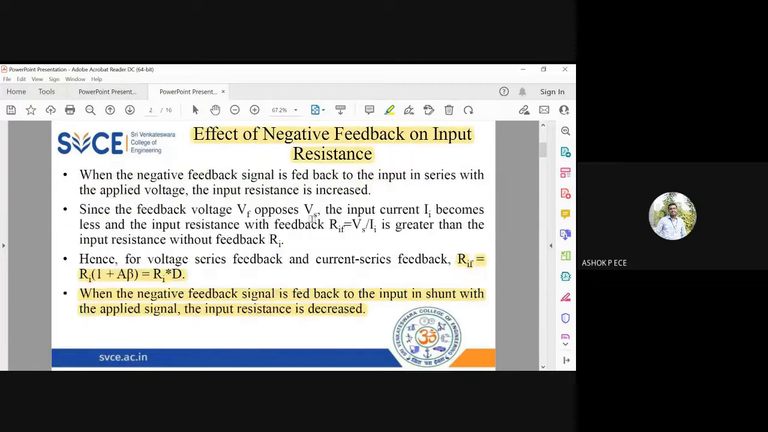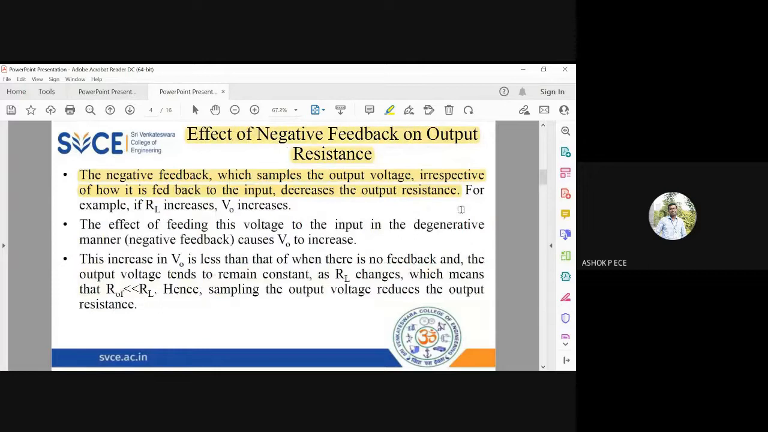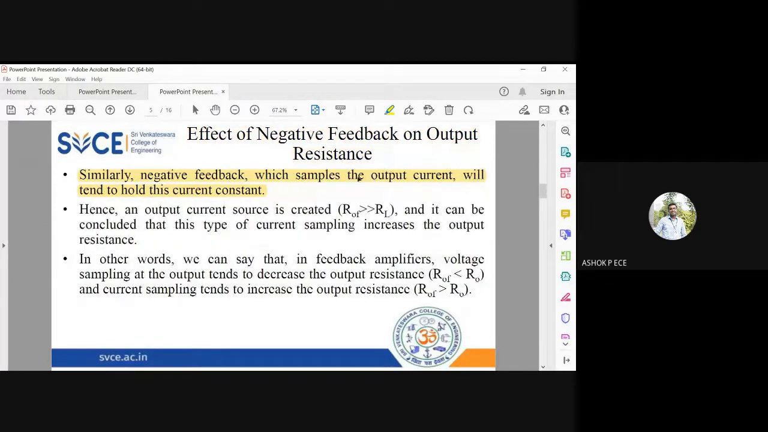Once again, I summarize. Please understand, when I am going to use series mixing at the input side, my input impedance will increase. When I am going to use shunt mixing at the input side, the input impedance decreases. Same way, when I'm going to use voltage sampling at the output side, the output resistance will decrease. Remember, in voltage sampling I'm taking the voltage across. Across means parallel, so my output resistance will decrease. When I'm going to take current sampling, current sampling means series. In series, resistance will increase. So the output resistance is going to increase.